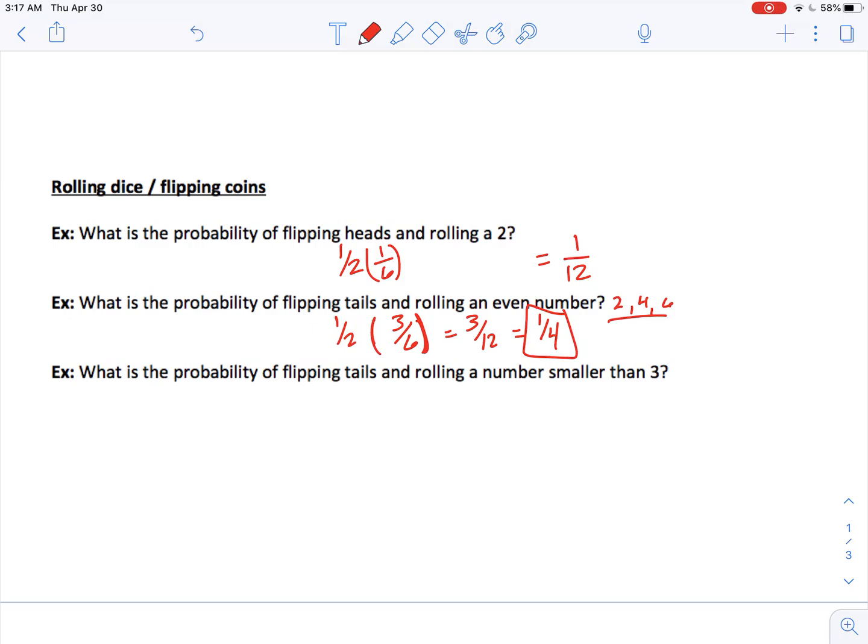And last but not least here, probability of flipping a tails is 1/2, and rolling a number smaller than 3. Well, what are the numbers that are smaller than 3 on a die? Well, it would be 2 and 1. That's 2 options out of 6 sides on a die, this is 2/12, which is 1/6. That's my probability. So we're always multiplying these together.